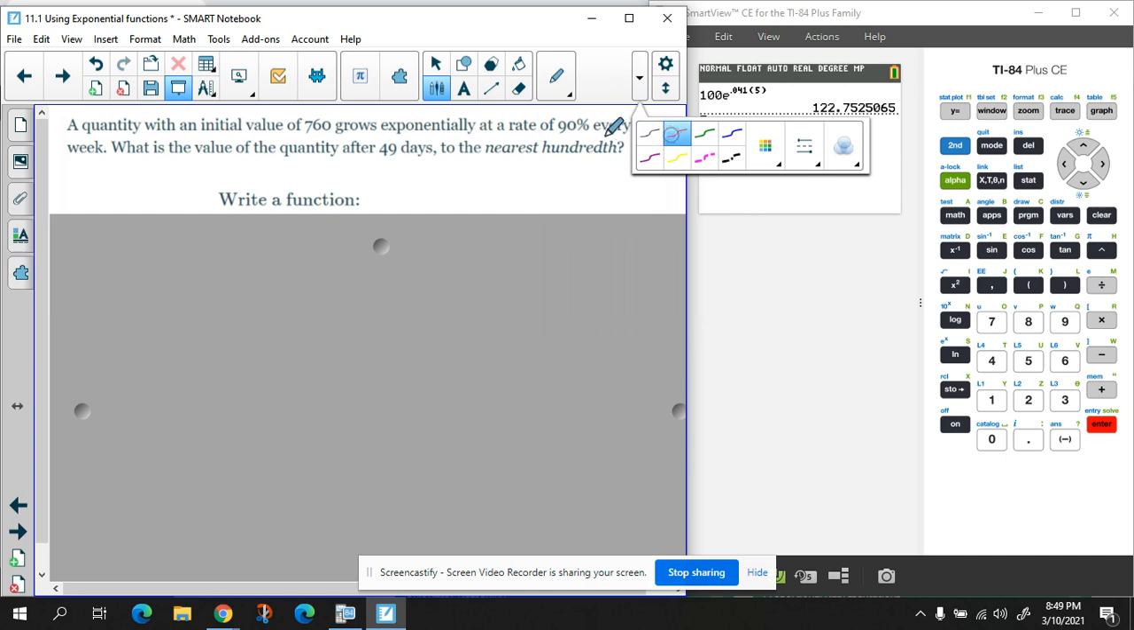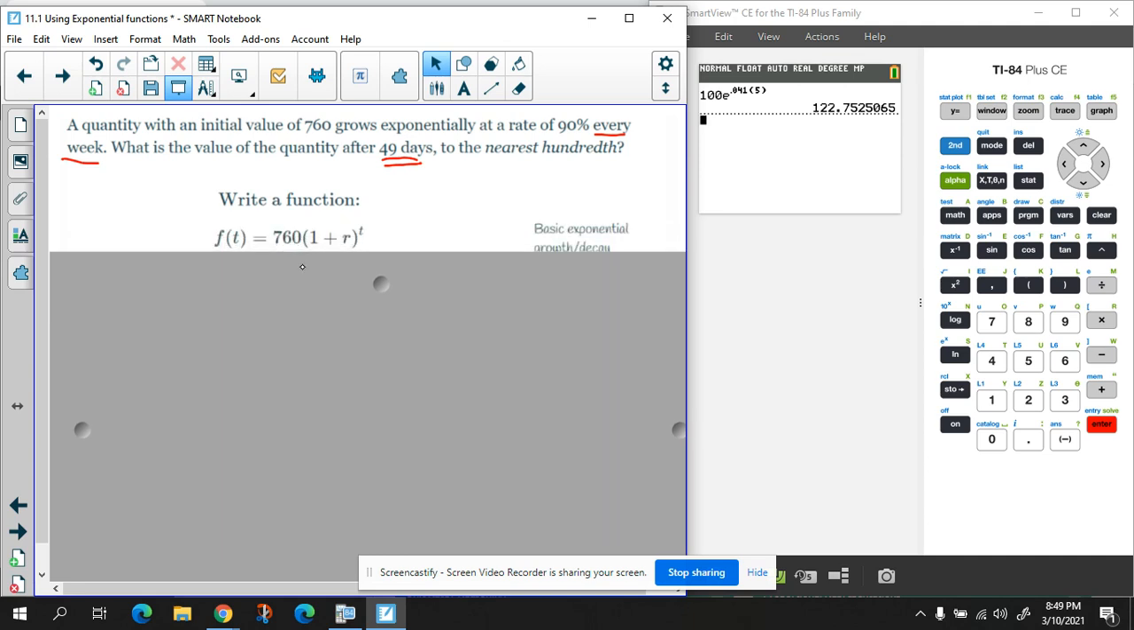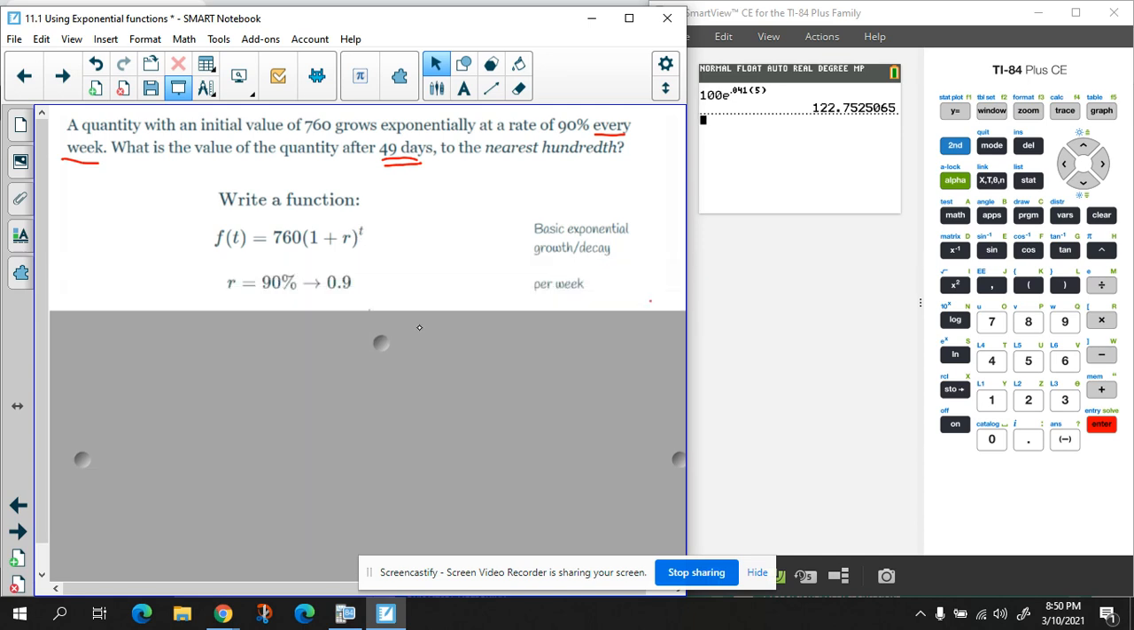One idea is they're telling me every week, but then they said something about 49 days. So the first thing we're going to do is pick out the correct function to work with. We're going to pick out the function where a, parenthesis 1 plus the rate, raised up to a time, called exponential growth. Okay. Now, they already filled in the 760, the initial amount. The rate, you have to take your 90%, change it to a decimal, so that's going to be 0.9.